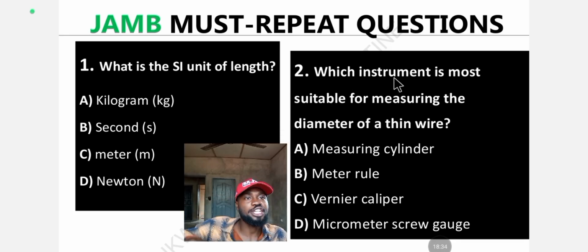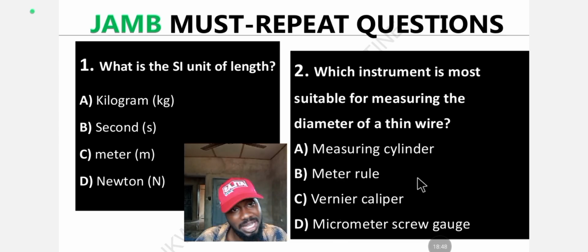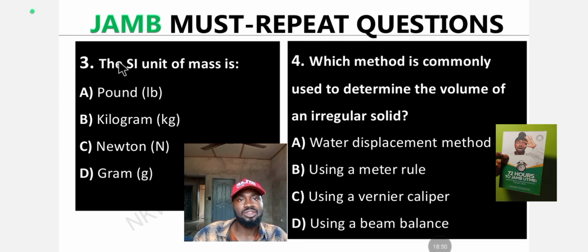Number 2. Which instrument is most suitable for measuring the diameter of a thin wire? A, measuring cylinder. B, meter rule. C, vernier caliper. D, micrometer screw gauge. What's the answer? Drop the answer in the comment section. Number 3. What's the SI unit of mass? Is it pounds? Is it kilogram? Is it Newton? Is it gram? What's the answer? Drop the answer in the comment section.